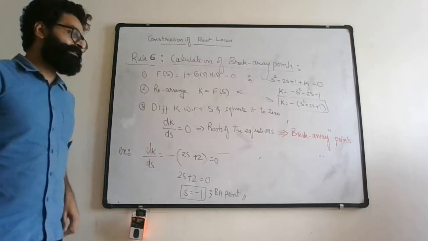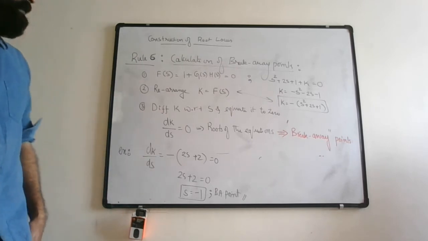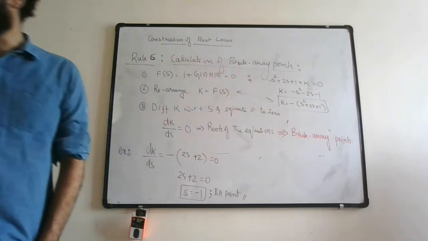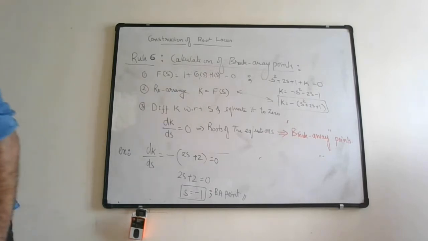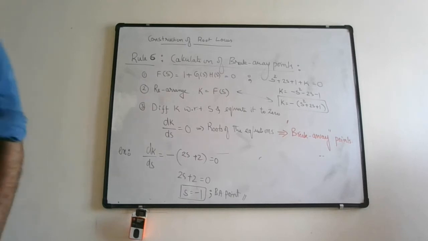So this is called the breakaway point. Now, this breakaway point is connected to rule number 3. What was rule number 3? Rule number 3 is identification of root locus sections.